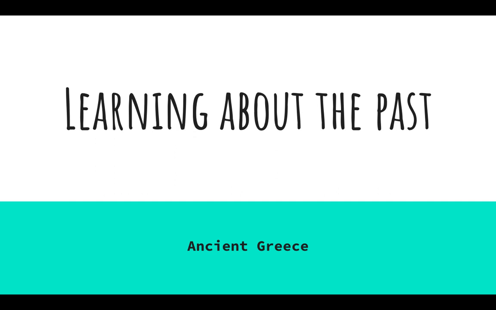Today we're going to continue our discussion about primary and secondary sources. One way that we can learn about the past is using both of these types of sources to get an insight into what has happened before. So we're going to explore ancient Greece today, which is filled with artifacts and primary sources to help us see what life was like.